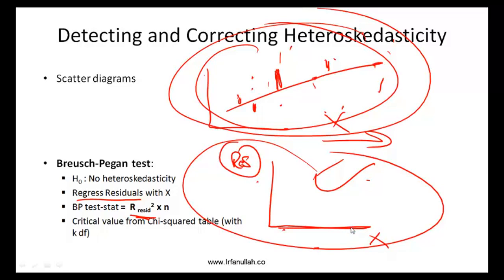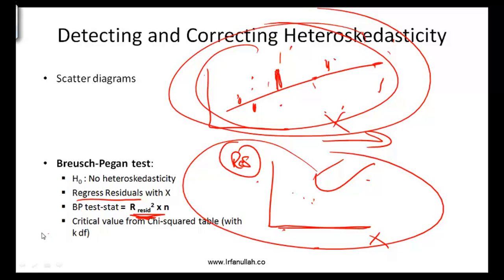And then what is the test statistic? The BP test stat. What does BP mean? The Breusch-Pagan. The Breusch-Pagan test stat is computed as the r squared. Which r squared? The r squared from this regression multiplied by n. What do you think n is? N is the number of observations, which also will be the number of residuals.